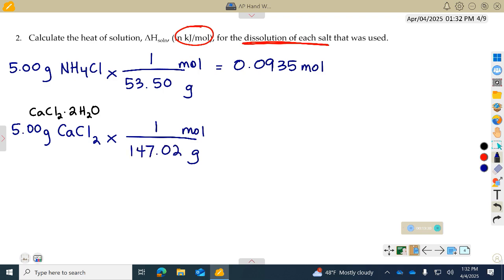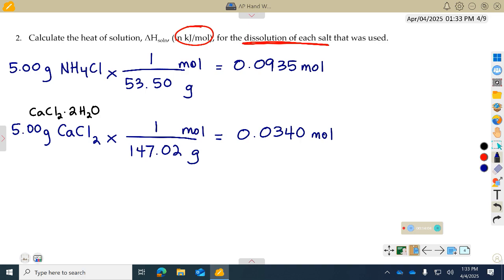147.02. So if you're freaking out because you're like, wait a second, if I add calcium plus the chlorine, that's not the mass that I calculate. Yeah, it's just because the hydrate would include a little bit of water. So we'll include that in our molar mass. So we'll take our mass, 5-ish grams, divide by 147.02, and about 0.034 moles.